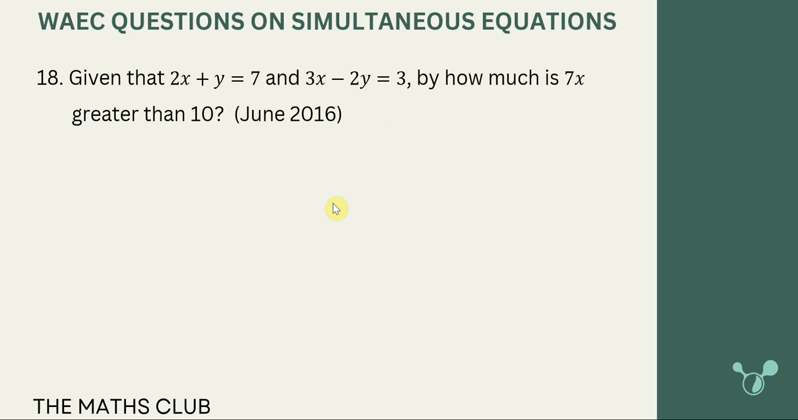It says that given that 2x plus y is equal to 7 and 3x minus 2y is equal to 3, by how much is 7x greater than 10? I want you to pause the video and try this out yourself. Welcome back. Let's solve it together.